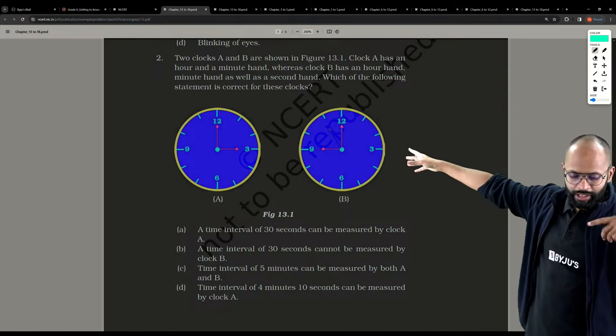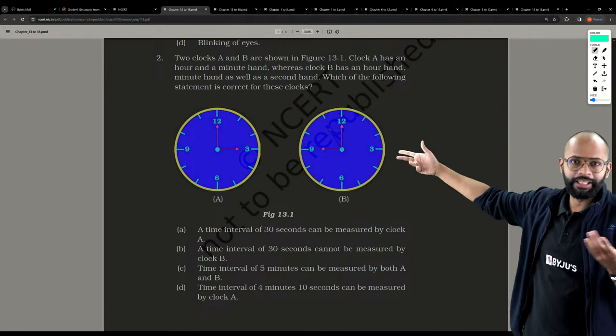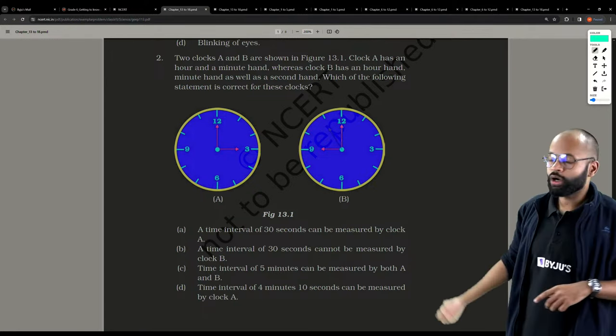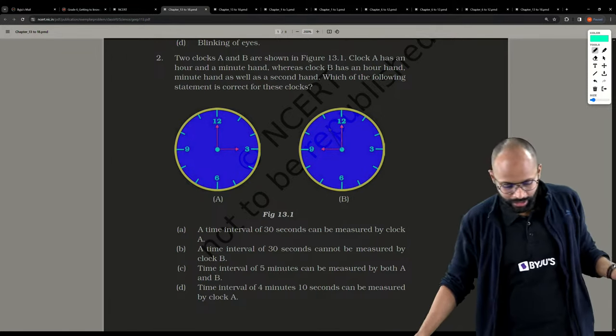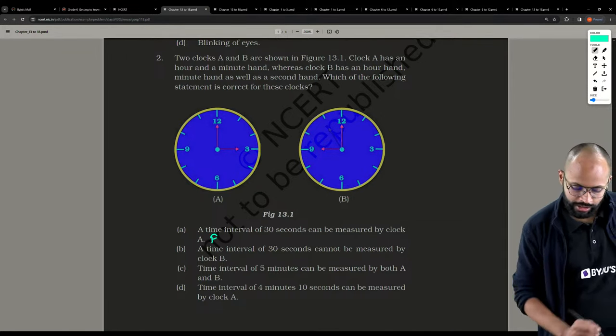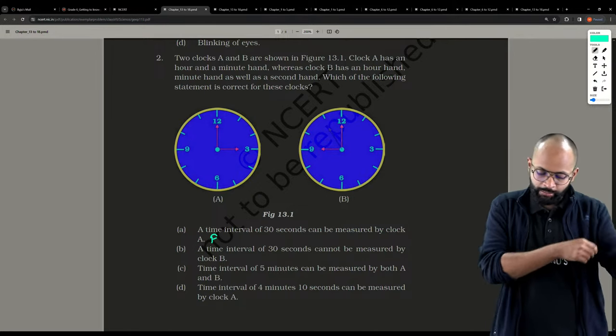And look at the clock. Minimum, how many minutes you can tell actually? You can tell only 5 minutes. There aren't even intermediate marks in it. So, based on this clock, you cannot tell seconds. Why? You don't have a second hand. So this means, sir, this is false. Second option, a time interval of 30 seconds cannot be measured by clock B.